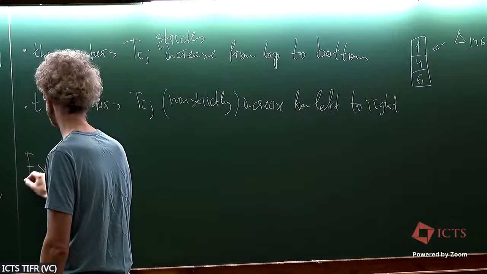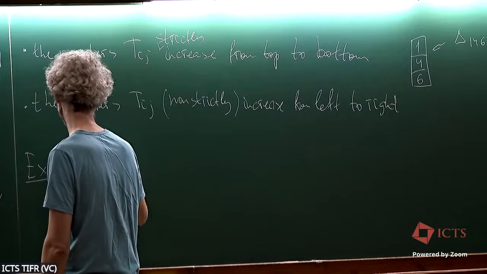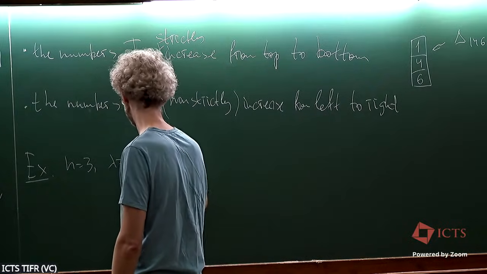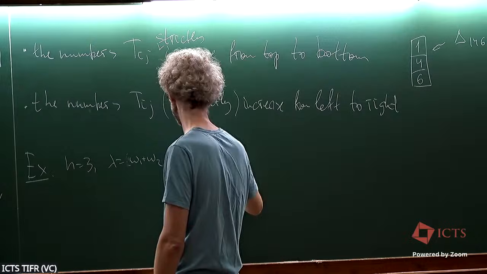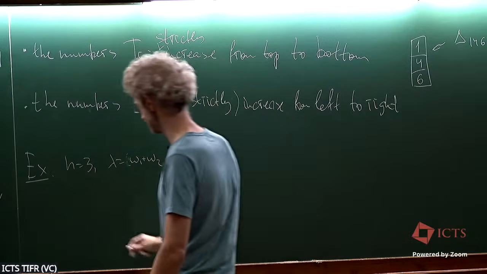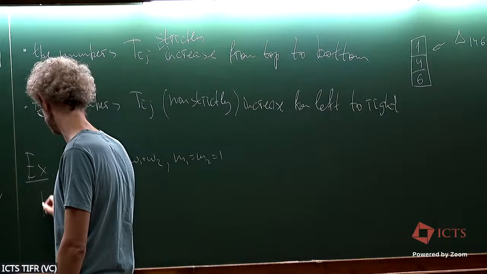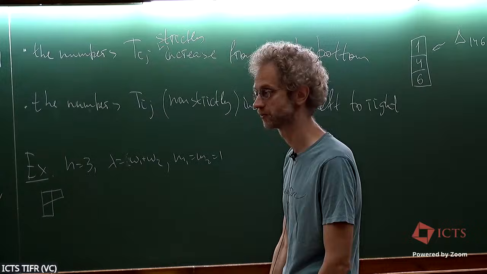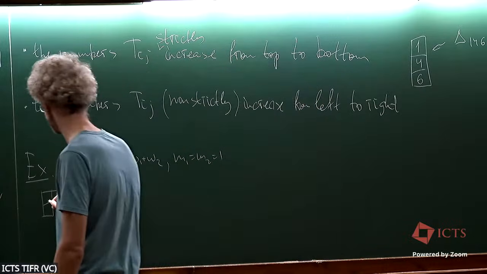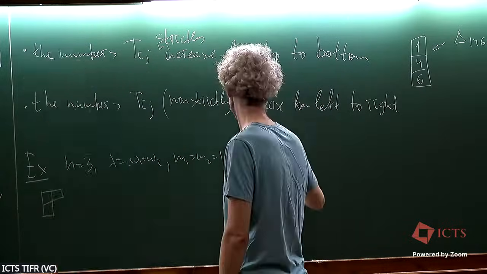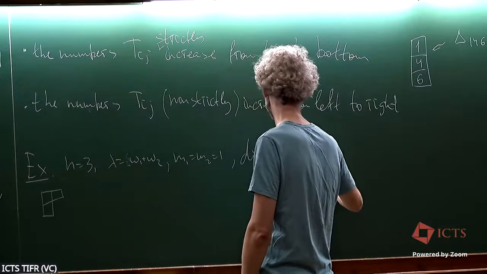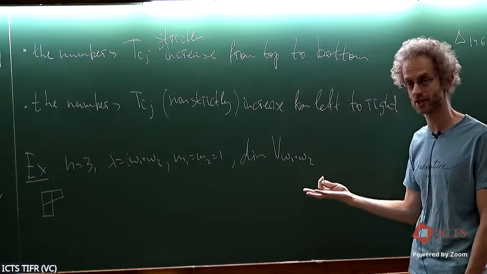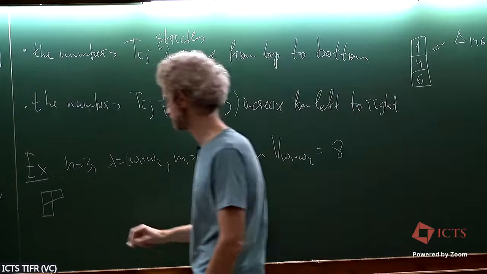So let me list, for example, n is 3, and say lambda is omega 1 plus omega 2, meaning that m1 and m2 are 1. So what are my tableaux? They have the following shape: one column of height 1, one column of height 2. So the dimension of V omega 1 plus V omega 2. You remember that for SL3, this is just the adjoint representation, so it's SL3 itself, so it's 8. So we need 8 tableaux.